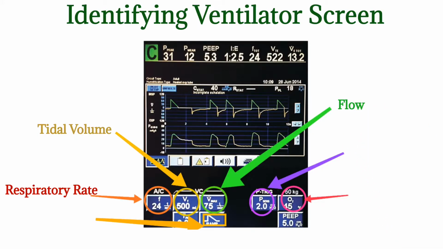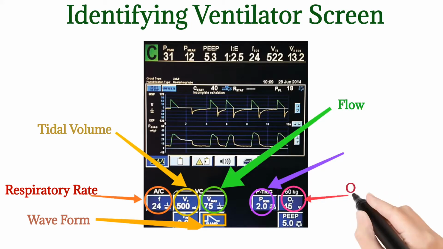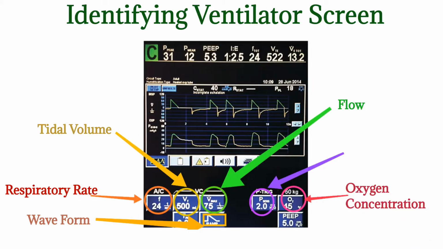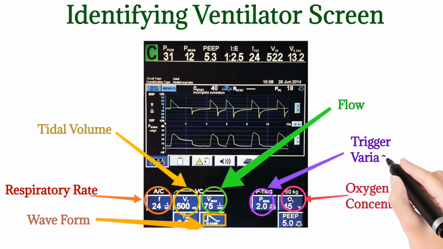Flow. How fast is the breath delivered by the ventilator? Waveform. This is a triangular waveform, which means that the air is not delivered at a constant pressure throughout inspiration. Oxygen concentration is a percentage. In this example it is 45%. Trigger variables. Sometimes the patient may make some effort to breathe. This is just one of the ways another breath can be triggered. In this example, if the patient generates a flow of 2 liters per minute, then the ventilator will deliver another breath of 500 milliliters.